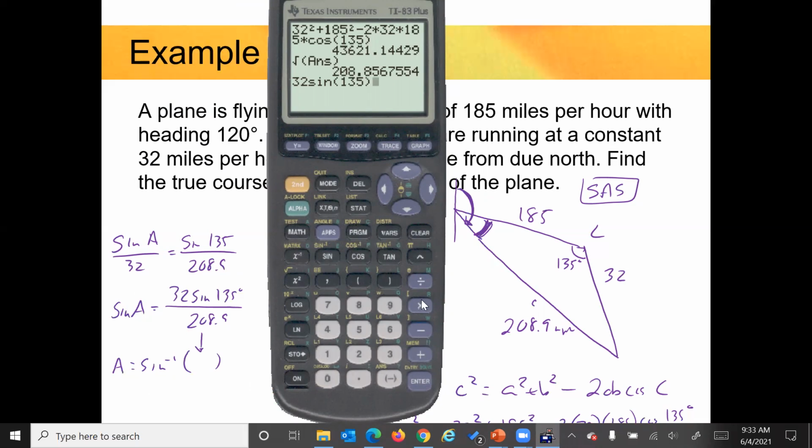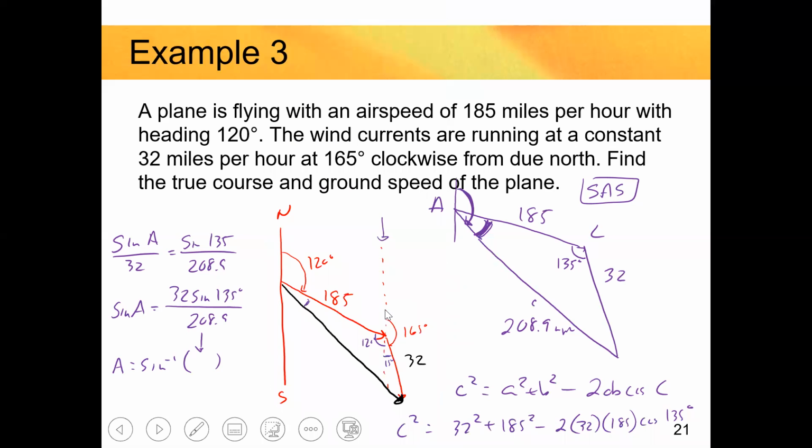135 divided by 208.9. Okay, good there. And then sine inverse of all that. Okay, go with that. 6.2 maybe. Let's see, about 6. No, it'll be 6 because the angle measurements are in that way here. Okay, I got 6 degrees.